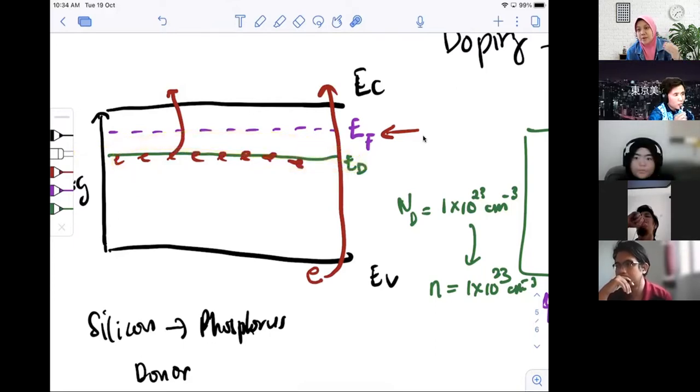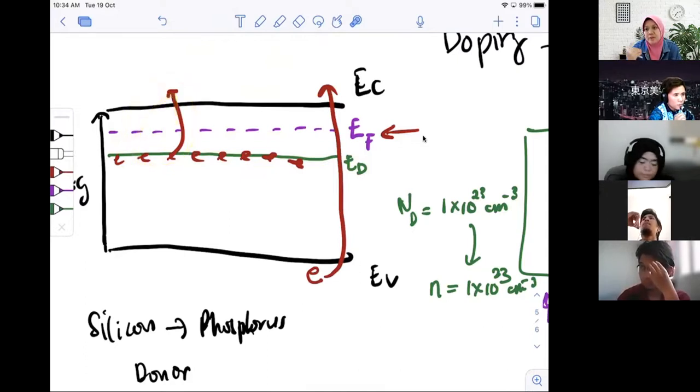Daripada impurities donor yang kita add. So dia bukan datang macam tiba-tiba magical, it's already there, no, because of the donor, right? Okay, tapi they are all there, so kita assume semua dah berada dekat conduction band, because the energy needed to be excited from the donor to the conduction band is very, very small, therefore semua can go. Any question up to here?